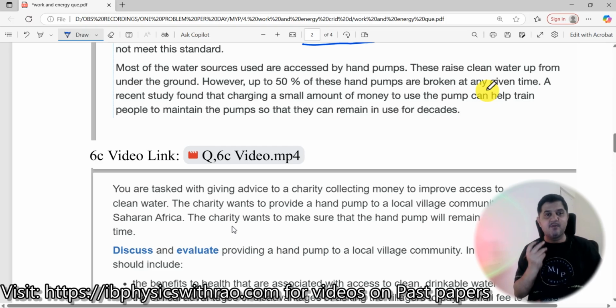A recent study found that charging a small amount of money to use the pump can help train people to maintain pumps. What happens is when a pump is broken, nobody comes to repair it because there are not many technicians, and it just stays there as such. And maybe once in a while, the minister of the state or a supervisor will come and visit it, and if they have enough funds, they will replace it. That's not right. So whatever UN SDG goals are being kept, are not being properly met.